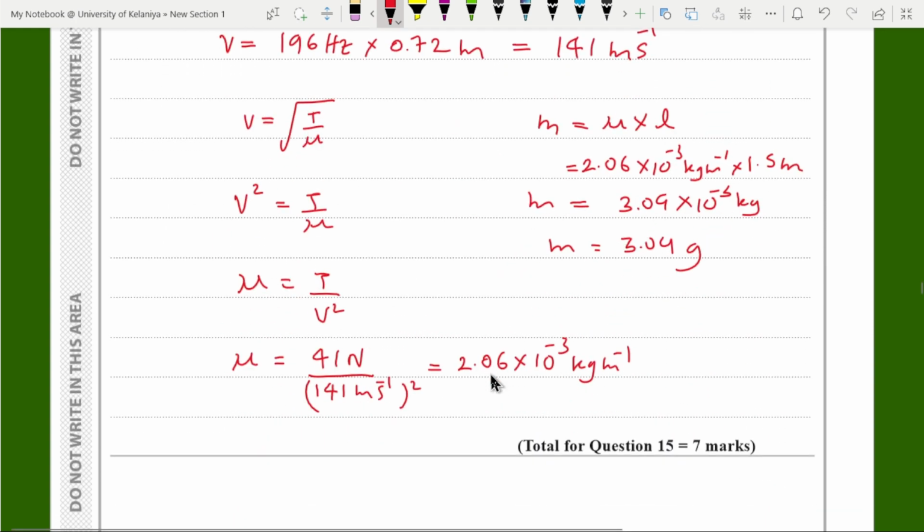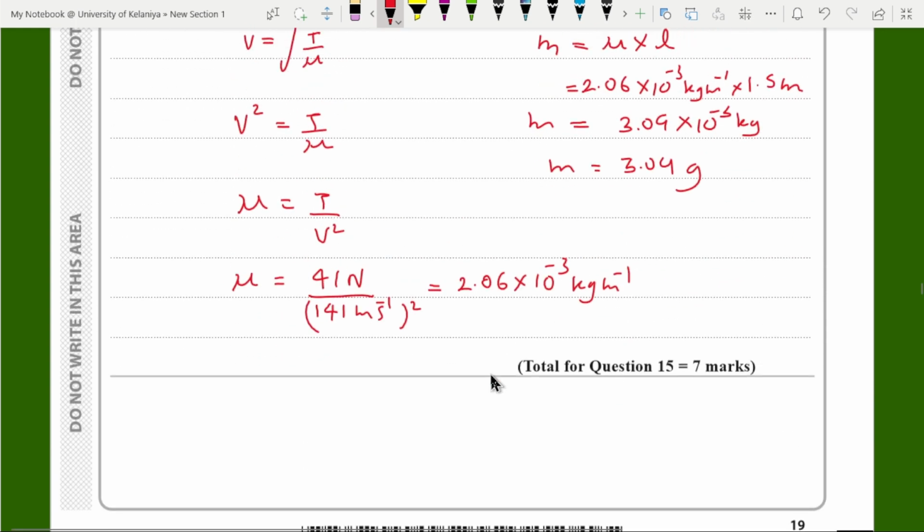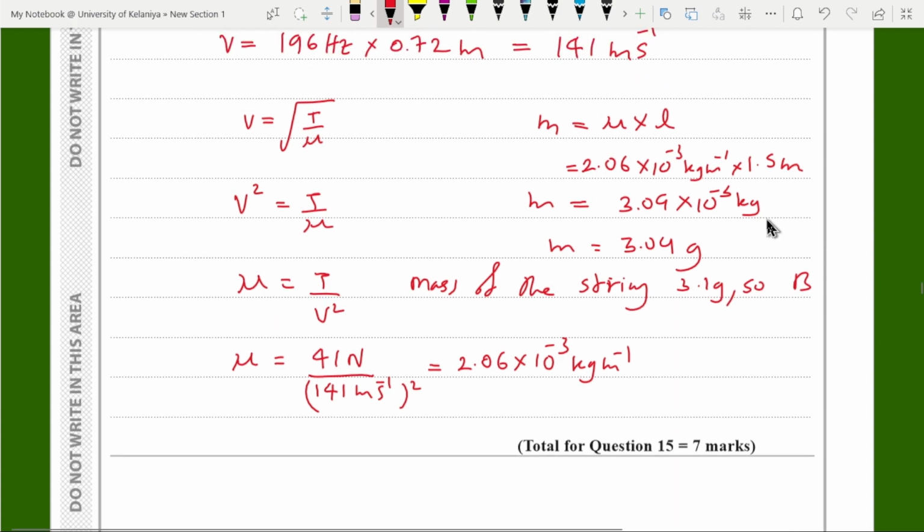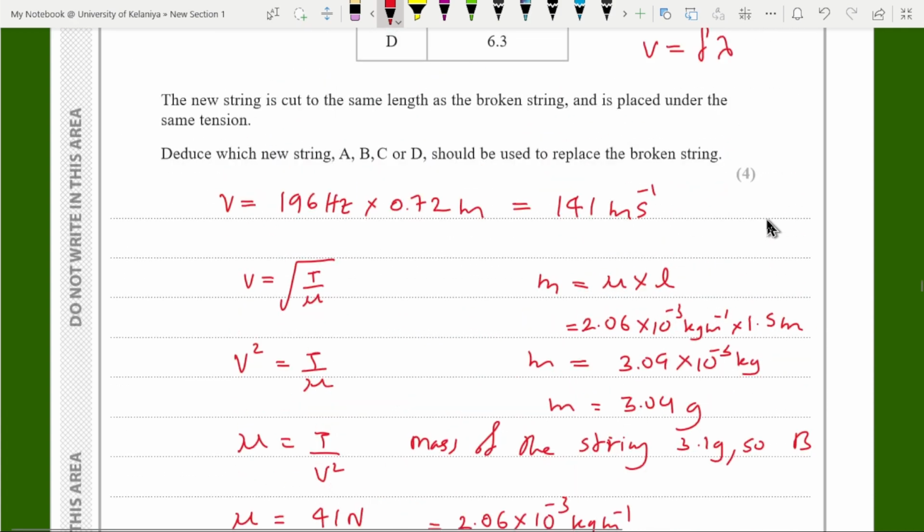Now we have to mention the conclusion. Make it into two significant figures. The mass of the string is 3.1 grams. So, string B. Here they have allocated 4 marks for this question.